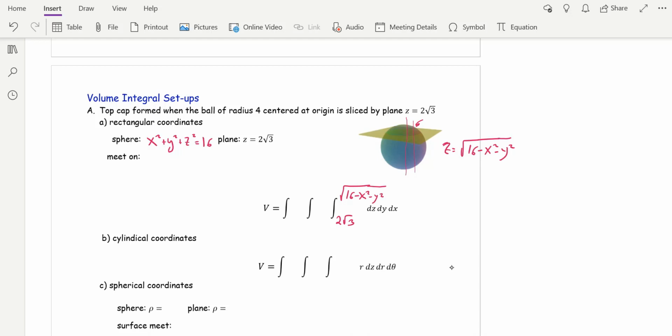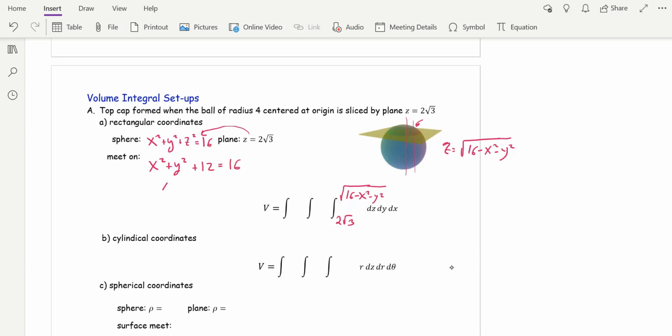Now, for what values of x and y are those lines going to go through that top cap? Okay, so z is 2√3, and so just plug 2√3 into z here. So they meet on x squared plus y squared plus 12 equals 16.